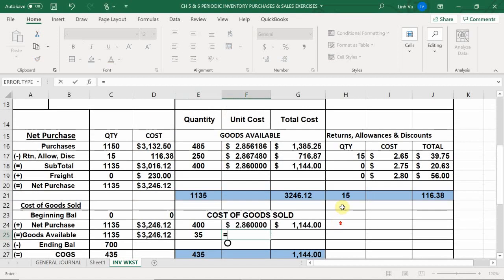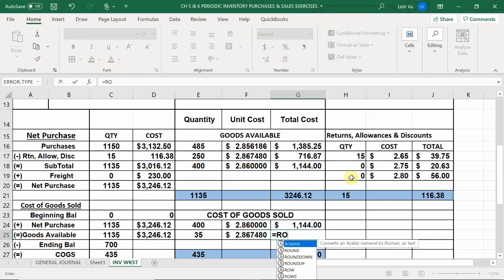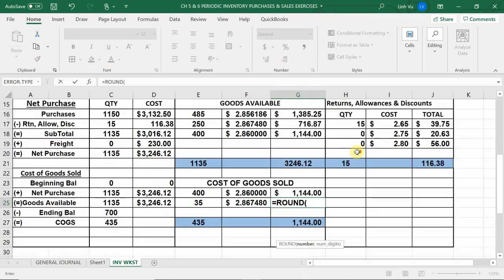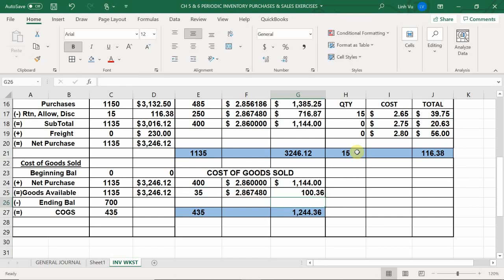At this point, which batch of inventory are we going to be taking out from? From the 250, which cost me $2.8678 per cup. Because I'm only going to sell 35 of it, I have to calculate my cost per item to get my total cost here. So how much is it going to cost me if I sold 35 cups at $2.8678? What's my total cost here? $100.36.